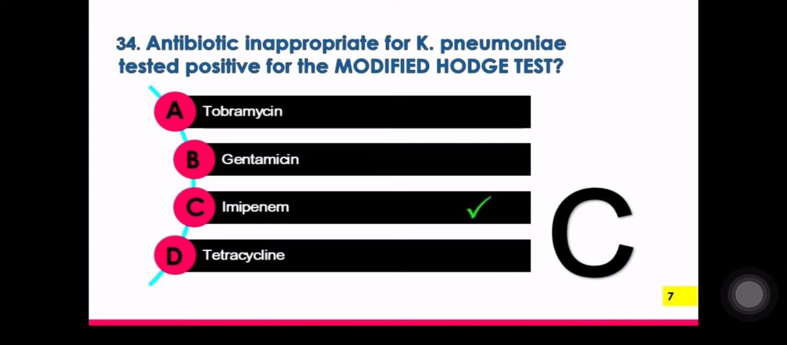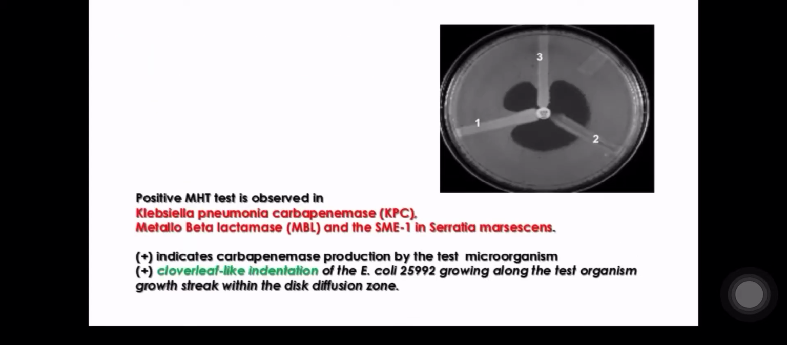Again, letter C, imipenem. So remember, the modified Hodge test is a simple phenotypic test for the detection of the presence of carbapenemase enzyme in the bacteria. A positive modified Hodge test is observed, for example, in K. pneumoniae and Serratia marcescens, with the Klebsiella pneumoniae carbapenemase or KPC, metallo-beta-lactamase, and the SME-1 or Serratia marcescens enzyme 1.